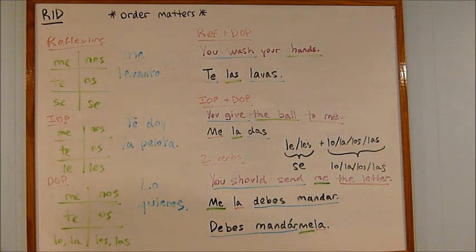Also, you can add this to a present progressive, so if I wanted to say, estoy mandándola, I am sending the letter currently. Again, you'd have to add the accent on the ando or the e in yendo. Okay, so that's basically that.